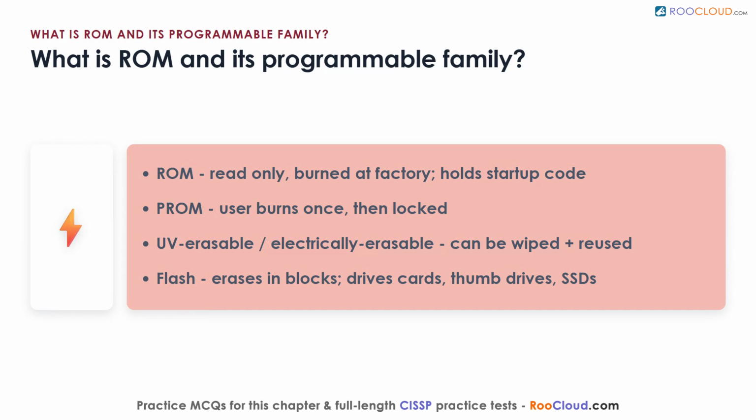A basic programmable chip lets the end user burn in the contents once, after which it is locked. An ultraviolet erasable version can be wiped clean with a special light and reused. An electrically erasable version uses voltage on its pins to erase. And flash memory grows from that last idea, erasing and rewriting in blocks rather than single bytes, which is why it powers memory cards, thumb drives, and solid-state drives. Think of stone tablets that graduate to chalkboards. Some you carve once, some you wipe with light, and some you erase a whole section at a time.